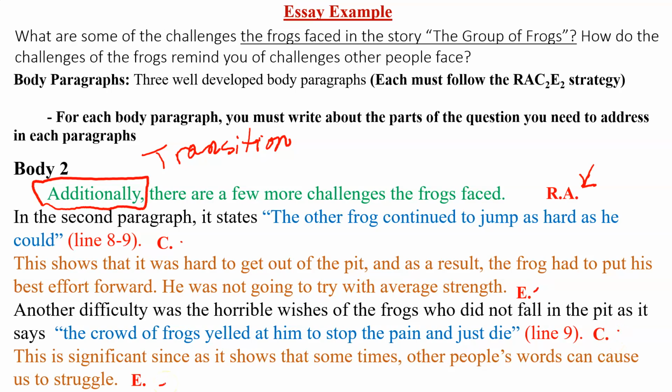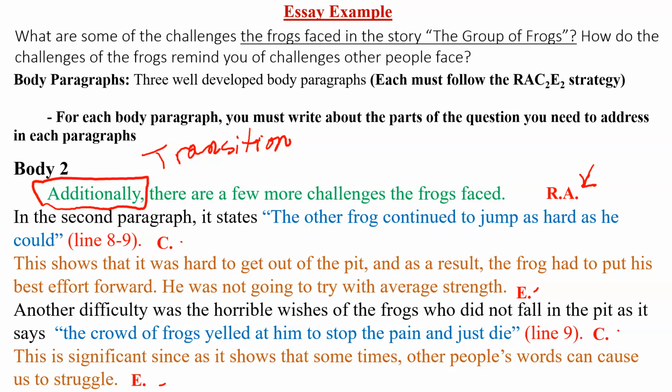In the second paragraph, it states the other frog continued to jump as hard as he could. This shows that it was hard to get out of the pit, and as a result, the frog had to put his best effort forward. He was not going to try with average strength. So again, there's two extra sentences right there. I'm adding more into it. So again, I want to make these connections clear and on point.